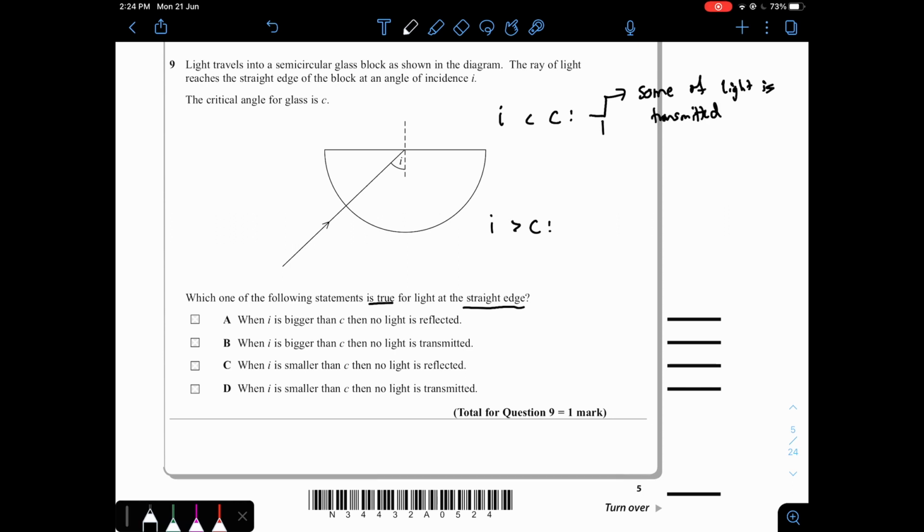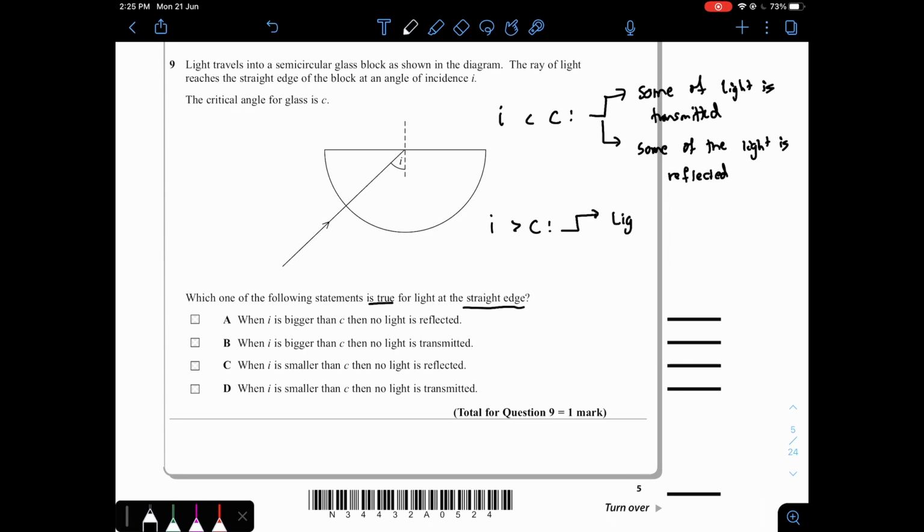And we know some of the light is reflected. Not all of it, but some of it. Okay, so now let's look at when I is smaller than C. And what happens when I is greater than C? What happens when the incidence angle is greater than the critical angle?